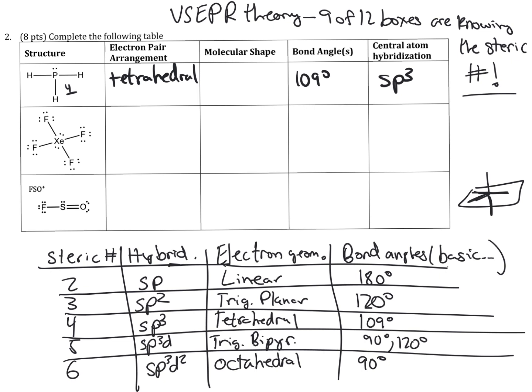The overall molecular shape then, there are 4 things around that central atom. So the central atom looks tetrahedral, but one of those 4 is a lone pair that we can't see. So what's left over here is this trigonal pyramidal shape. So the molecular shape is trigonal pyramidal. Then we go to the next one.